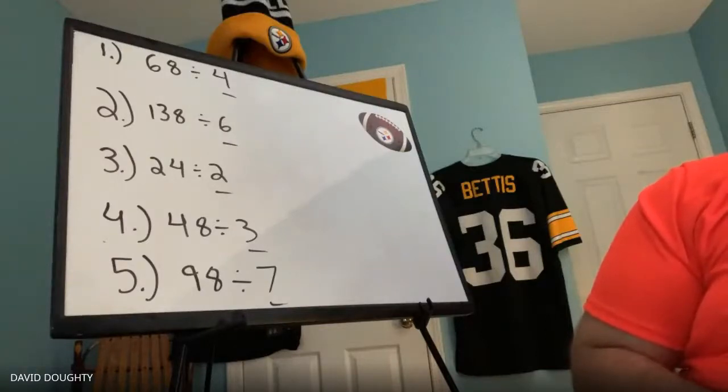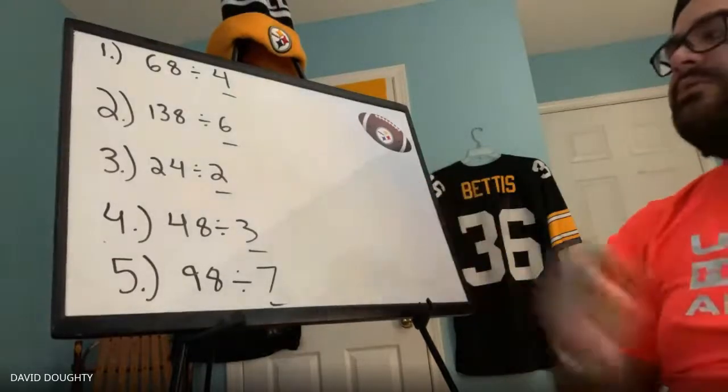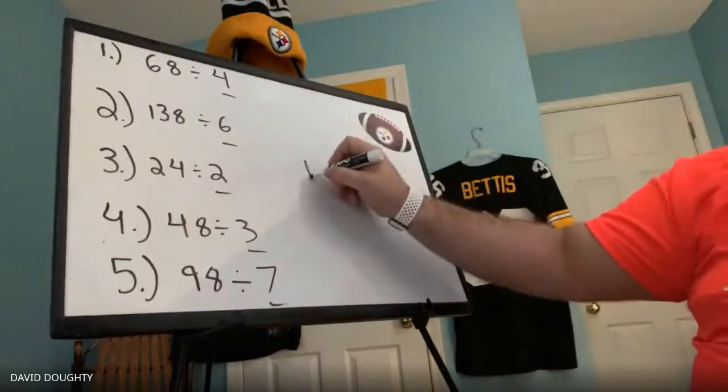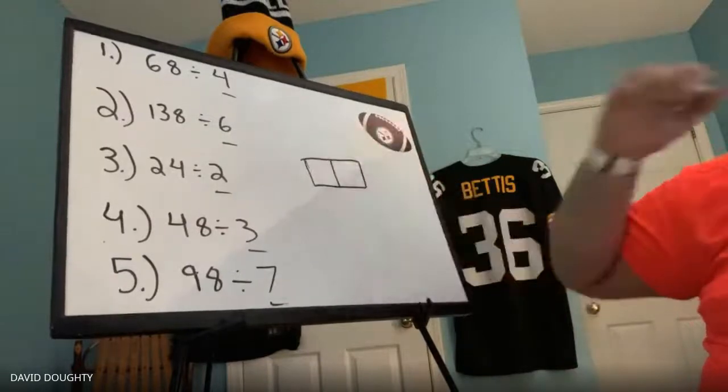24 divided by 2, we know the answer is 12. There's 24 hours in a day. You cut that in half, that's 12 hours. Okay? But let's do the box method for division, and I'm going to prove it to you that it is 12. Once again, for every one of these problems today, you're going to be doing 2 boxes.